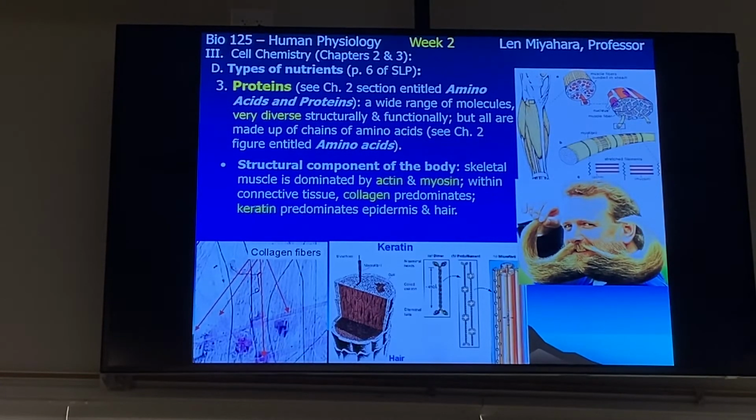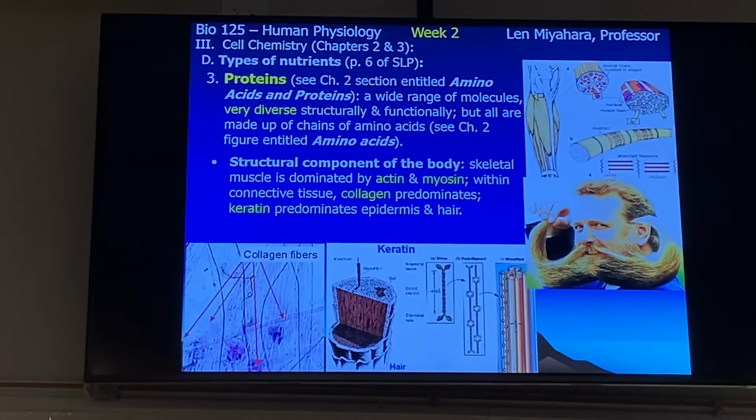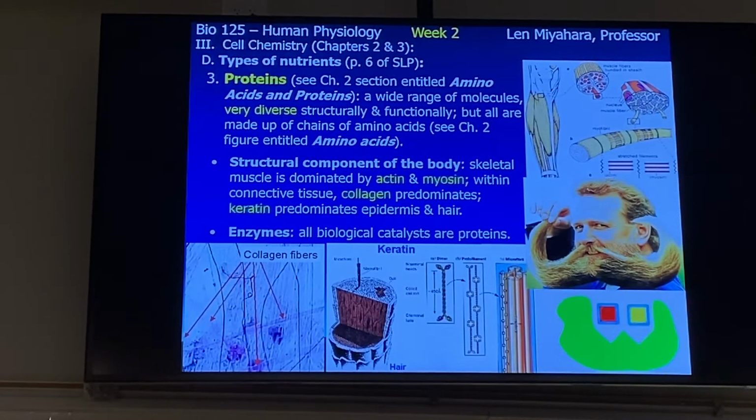Actin, myosin, is skeletal muscle. Collagen and keratin are all proteins. What's weird is that keratin is the protein that's in your stratum corneum, what you see with your skin. It's the same protein of your nails. It's the same protein of your hair. All you do is put those chains together differently, and that's the difference between nails, hair, and stratum corneum. And again, enzymes are all proteins.